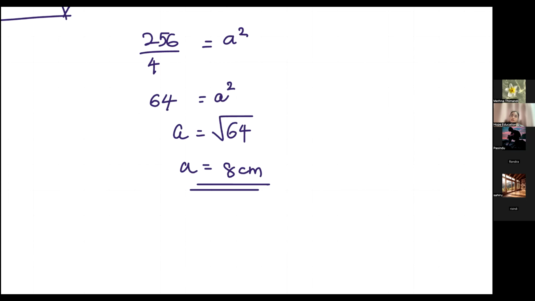So we know some squares, for example 1 squared is 1, 2 squared is 4, 3 squared is 9, 4 squared means 4 times 4 is 16, 5 times 5 is 25, 6 times 6 is 36, 7 times 7 is 49, 8 times 8 is 64, 9 times 9 is 81, 10 times 10 is 100.